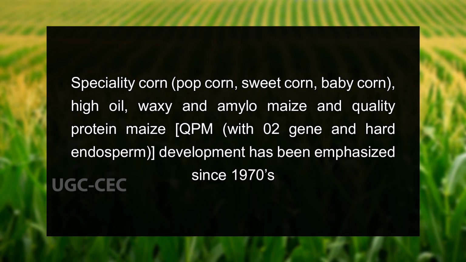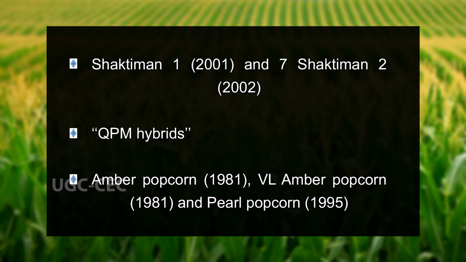With increasing emphasis on Rabi maize cultivation, cold tolerant cultivars Pratap and Pratap I were evolved in Punjab in 1983 and the same were adopted in Haryana too. Specialty corn, popcorn, sweet corn, baby corn, high oil, waxy and amylo maize and quality protein maize have been emphasized since 1970s. These efforts have resulted in release of Shaktiman 1 in 2001 and Shaktiman 2 in 2002, QPM hybrids, Amber popcorn released in 1981, VL Amber popcorn and Pearl popcorn in 1995.